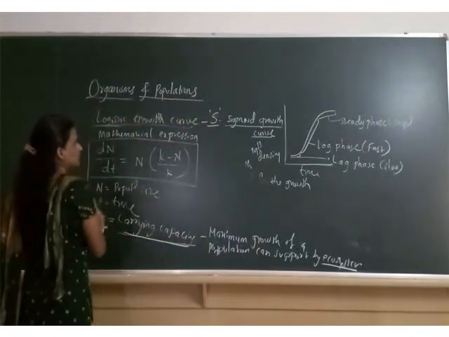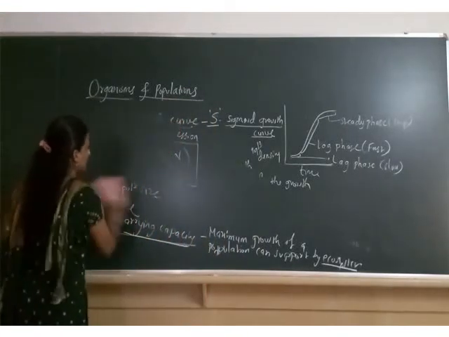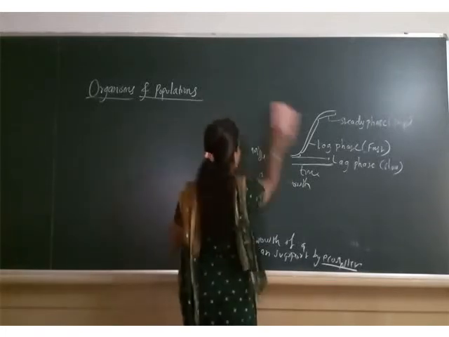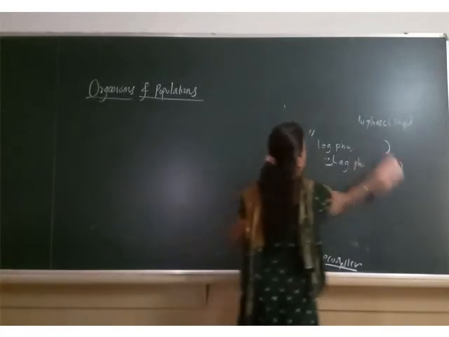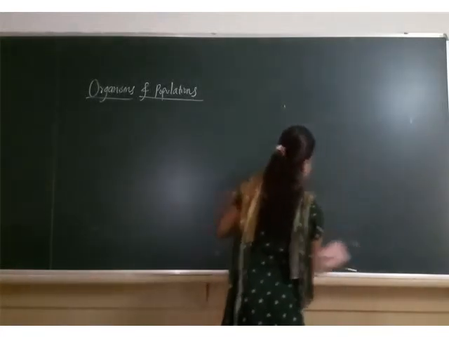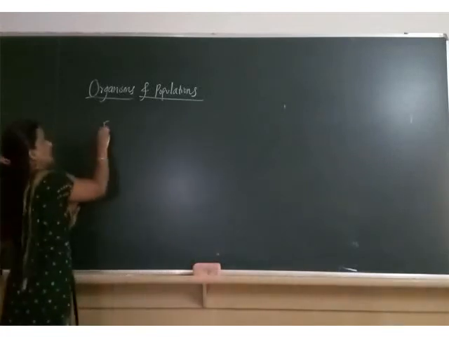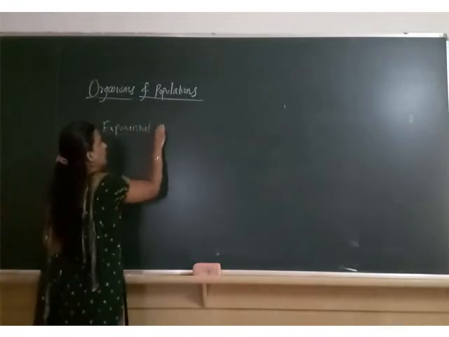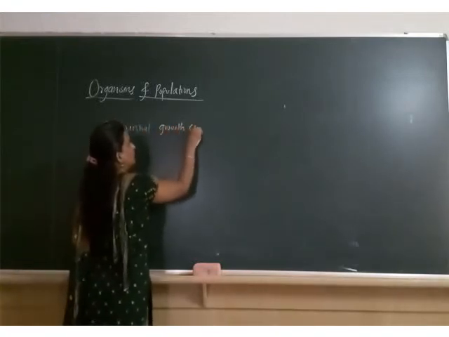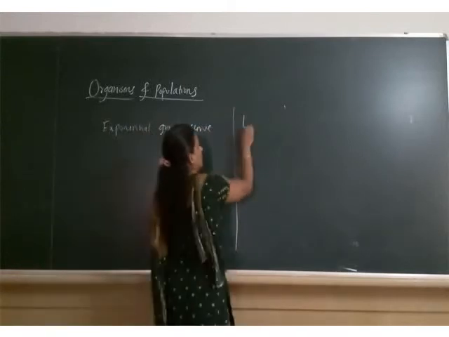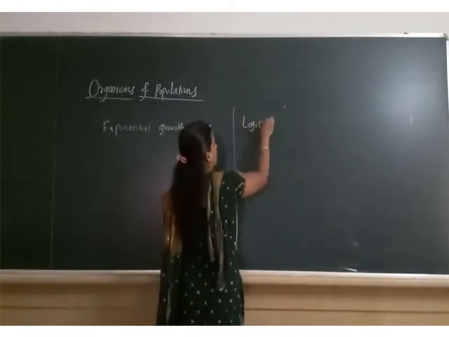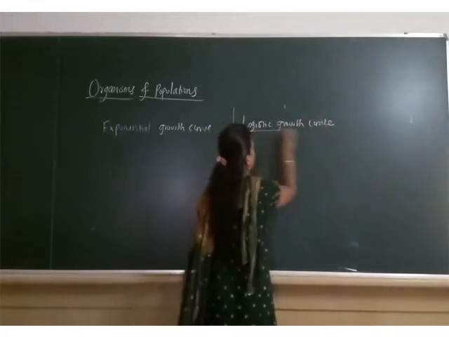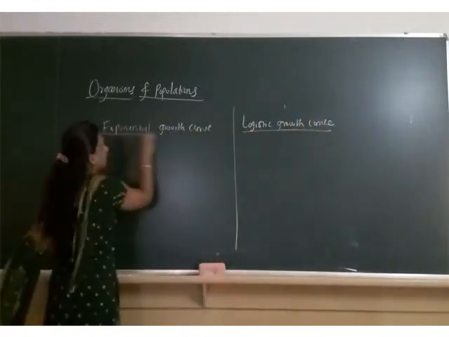Now we will take the differences between the two. How can we write them, how should we remember them? We are going to add it by remembering. One is the exponential growth curve, and the second one is the logistic growth curve.